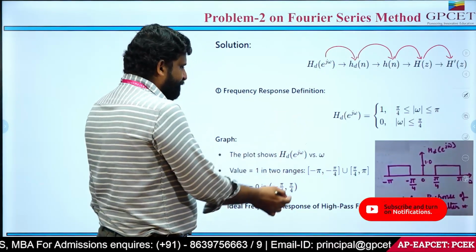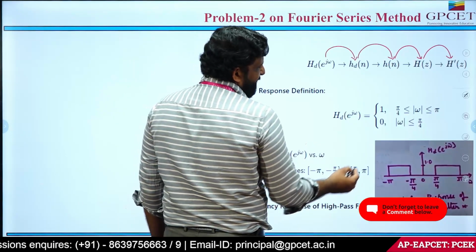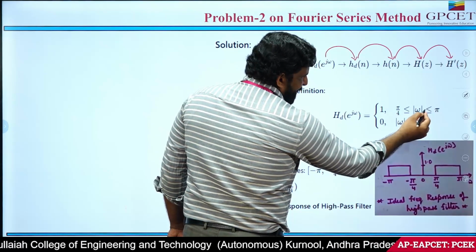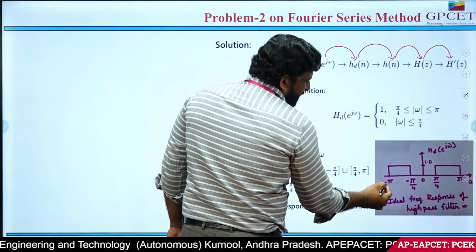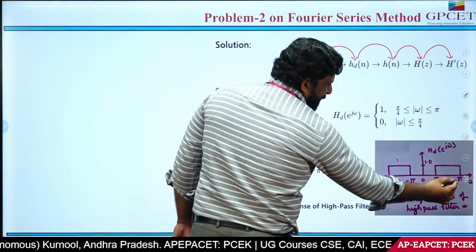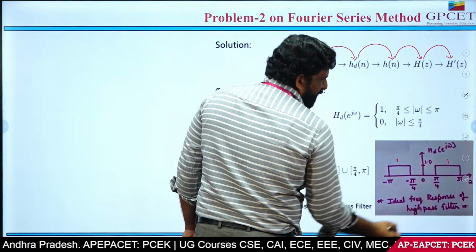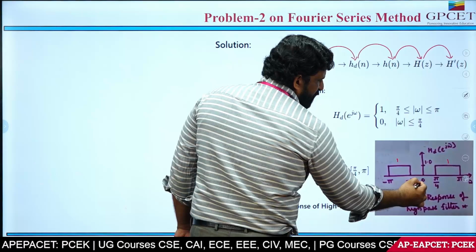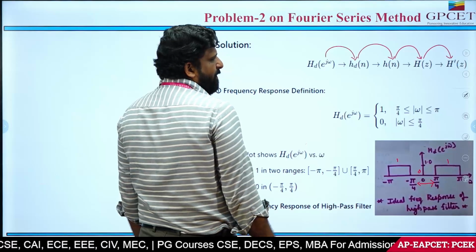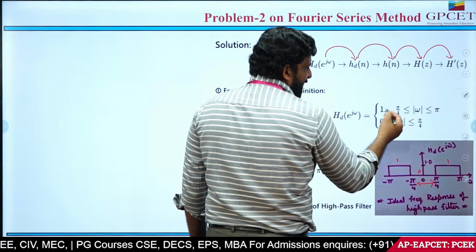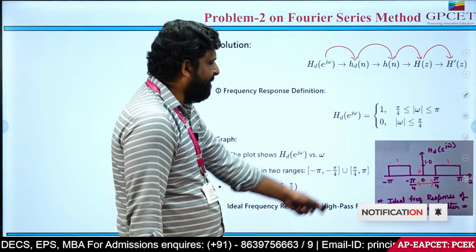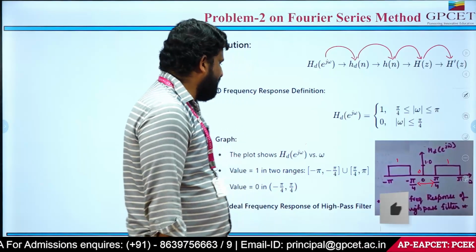So in the first step, already they have given hd of e power j omega, equal to what? See here, when it is pi by 4 less than or equal to omega less than or equal to pi, the value is 1. If it is minus pi to minus pi by 4, the value is 1. And if it is minus pi by 4 to pi by 4, the value will be equal to 0. So whatever lies between pi by 4 to pi or minus pi to minus pi by 4, the value will be 1, otherwise 0, which shows that it is an ideal frequency response of the high pass filter. That's what he is saying.